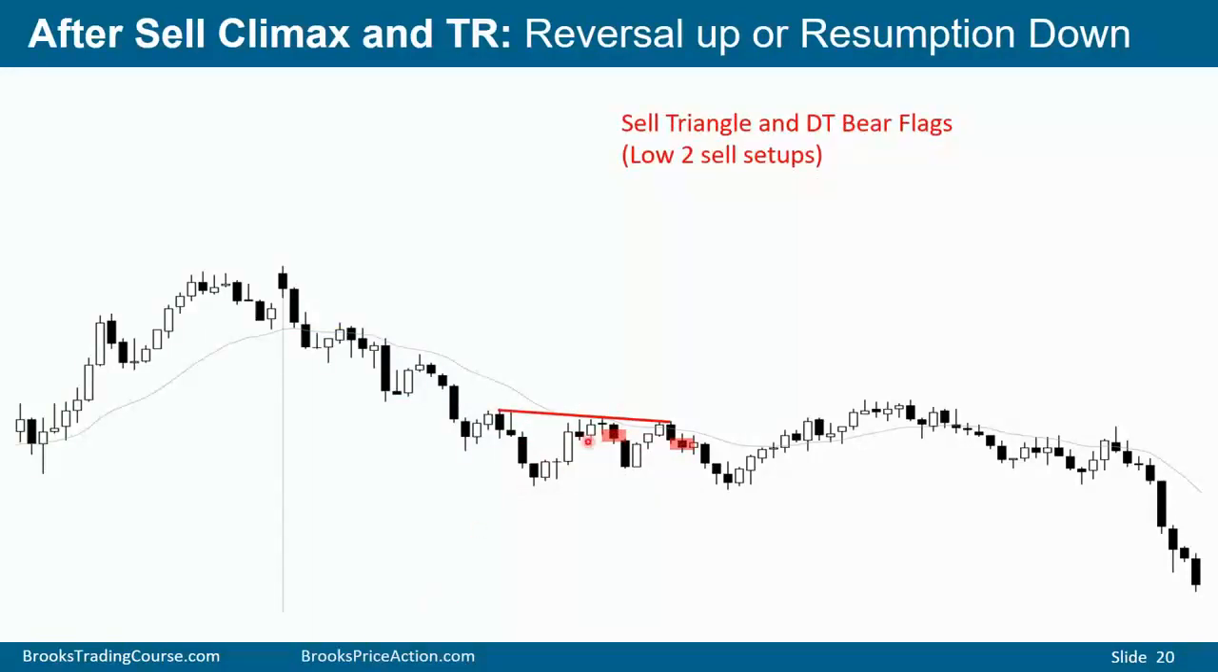For the bears, we're trying to reverse up. Low 1, low 2, reasonable to short. It's also a double top. And here, you can call it a double top with these two highs or a triangle. In any case, it's a reasonable short, betting on at least a little trend resumption down. So you sell here below that bear bar.